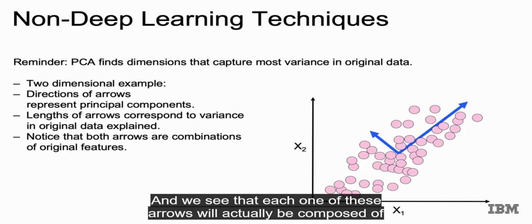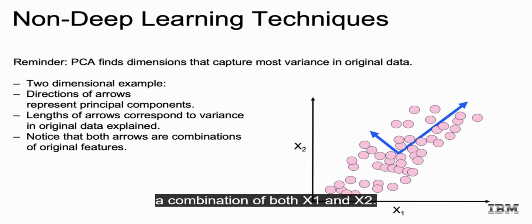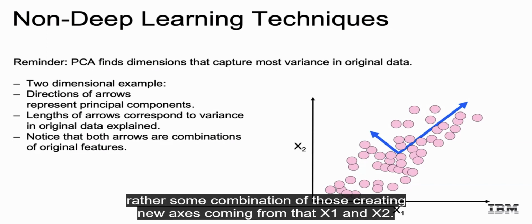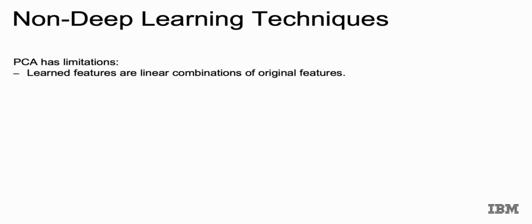And we see that each one of these arrows will actually be composed of a combination of both x1 and x2. Now, just saying which single axis accounts for the most variation won't be what we're doing, but rather some combination of those, creating new axes coming from that x1 and x2.